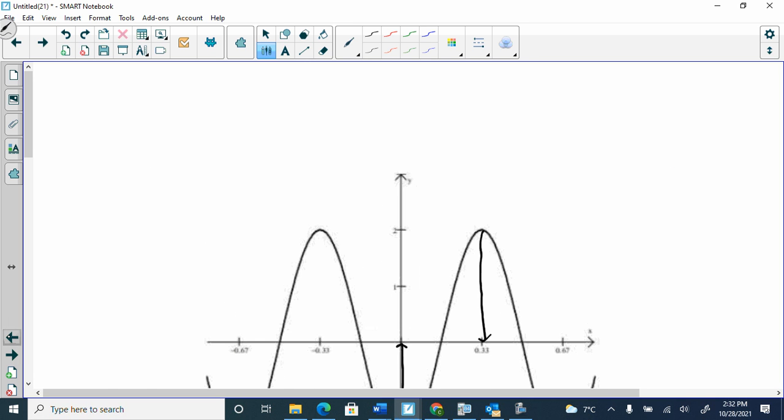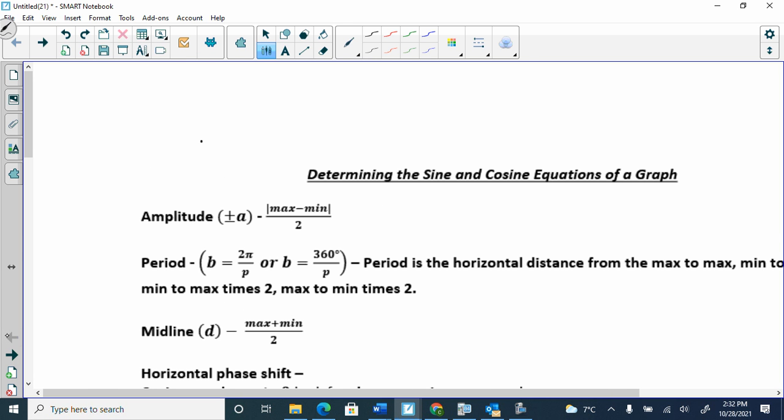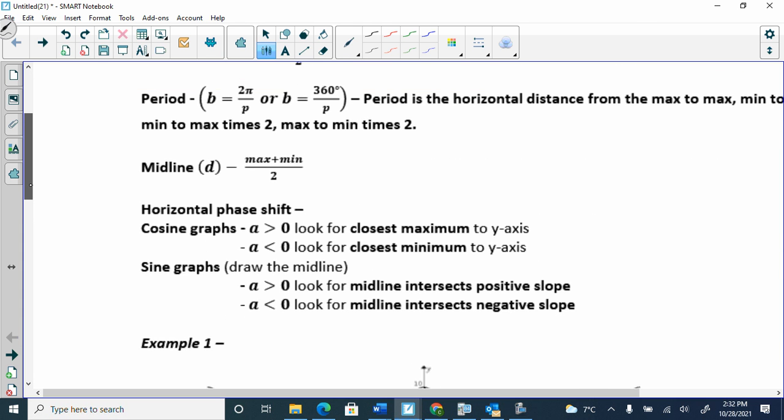Okay. So our amplitude we find gets us our A. Very easy, correct? Okay. Now, the next thing we have to do is the period.